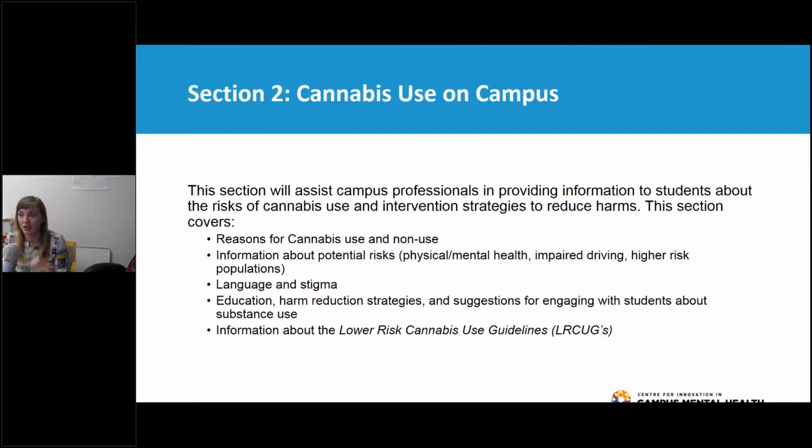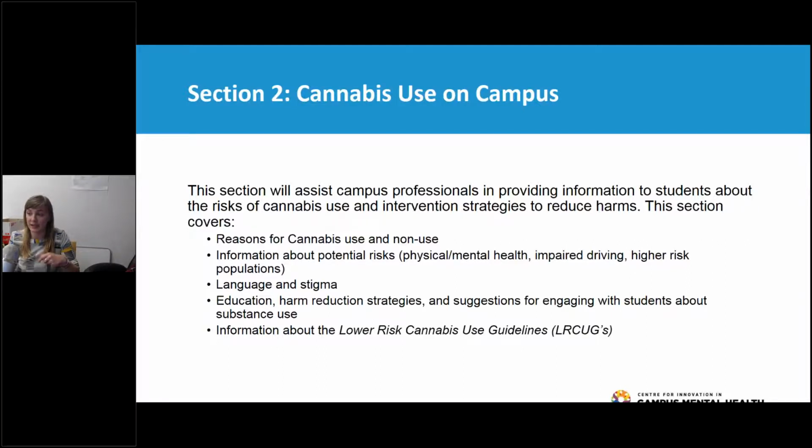And in this section, we really wanted to take a look at some of the issues that might emerge with cannabis use on campus and assist campus professionals in providing information to students about some of the risks and what strategies can be used, so including harm reduction. So we wanted to look at some of the reasons why students use cannabis and why some do not, to provide information and evidence about the potential risks, so specifically looking at some of the physical and mental health risks, impaired driving, and providing information about harm reduction.